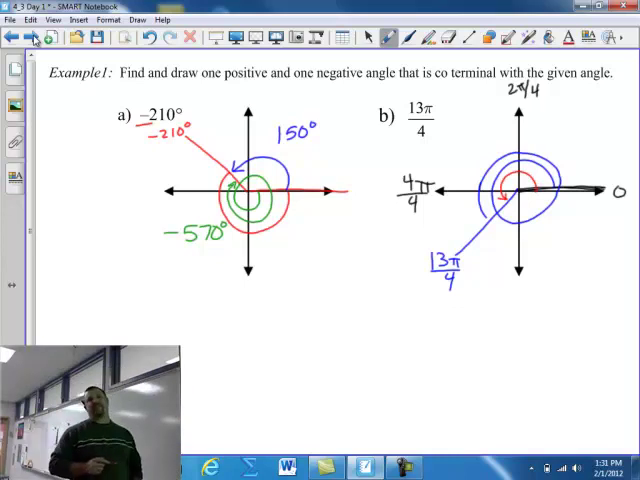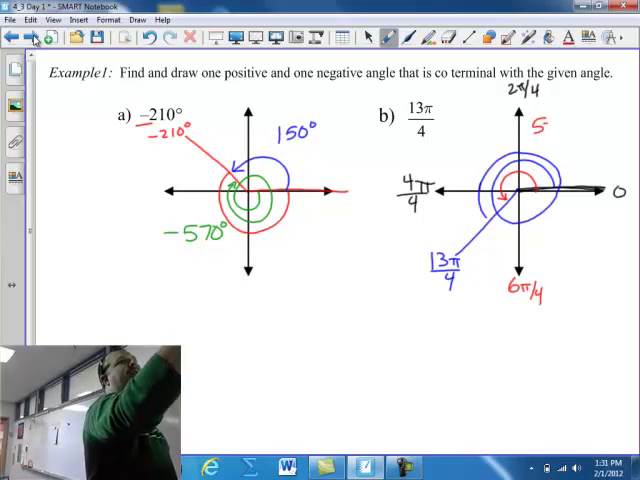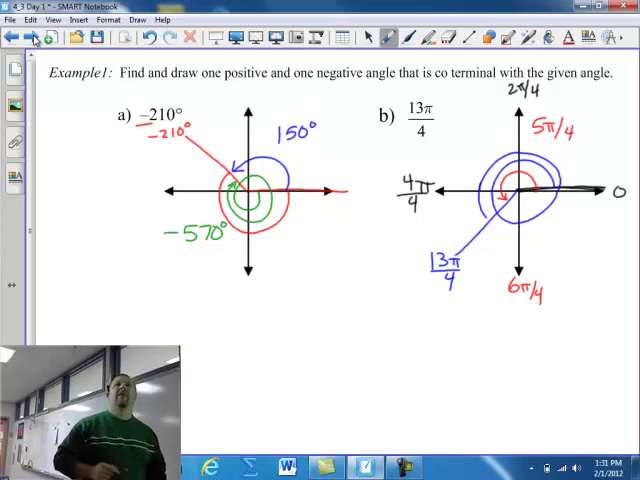So how far is that? If it was going to be 2, 4, and then this would have been 6 pi over 4, halfway between 4 and 6 would be 5 pi over 4. That would be one positive coterminal angle. All right, what if I went the other way?